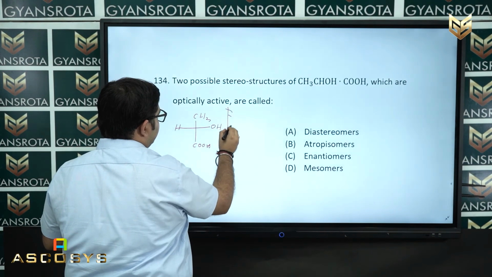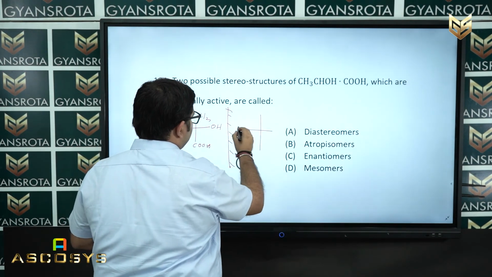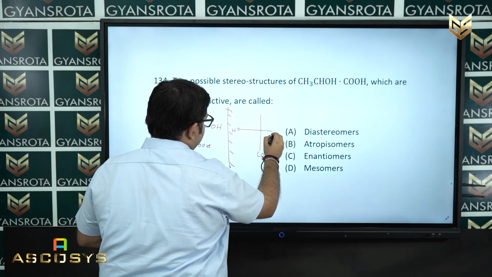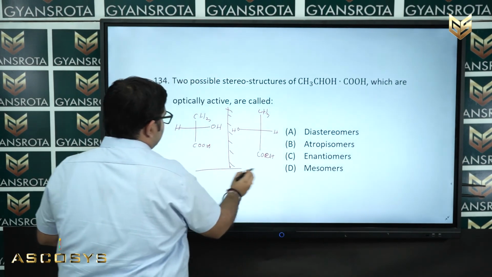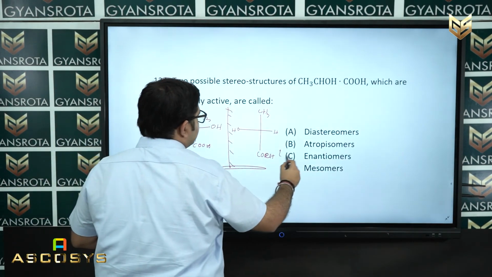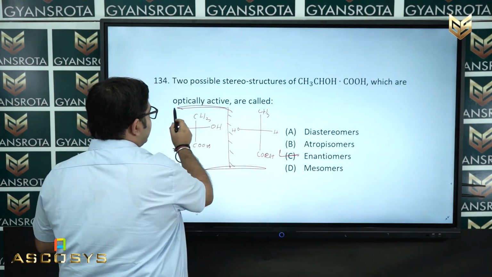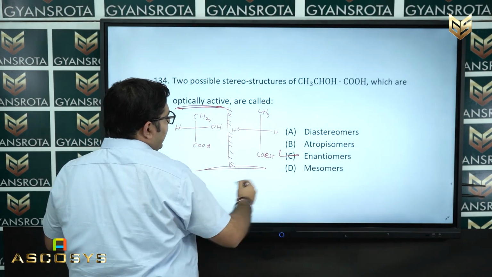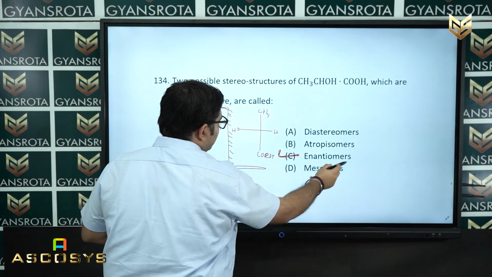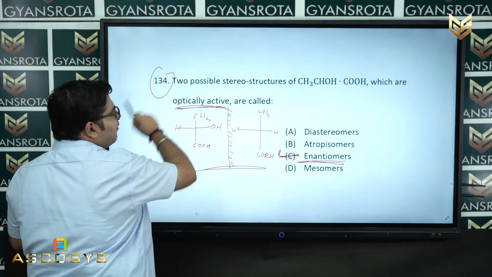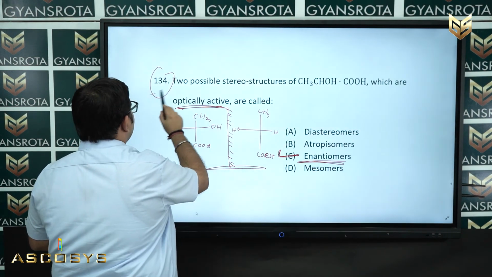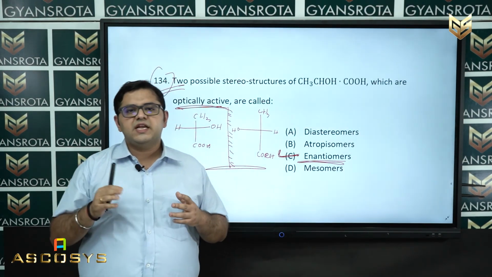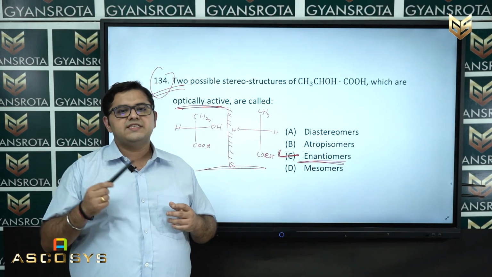Now, if I draw the mirror image, what will happen? OH is on this side, COOH and H and CH3. So, these two are enantiomers. Okay. An optically active compound means non-superimposable mirror images will be produced, and these isomers are called enantiomers. Okay. So, option number C is the correct answer of your question number 134. This question basically comes from the stereochemistry part of your class 11 NCERT.